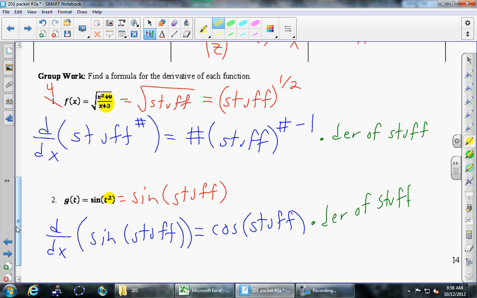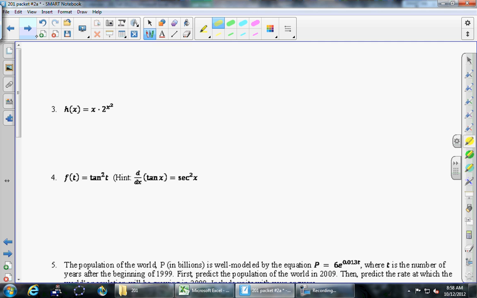Let's take a look on the next page. Okay, again, kind of putting my blurry eyes on. First and foremost, what do I see here? I see something with x times something with x. That's all that I see. So what rule is that? That's a product rule.